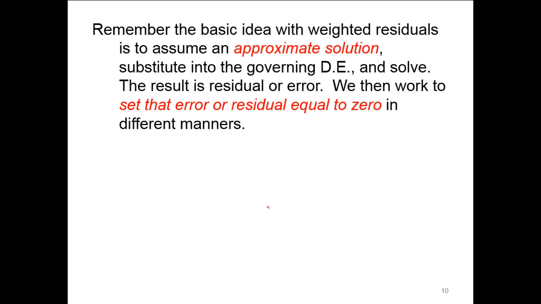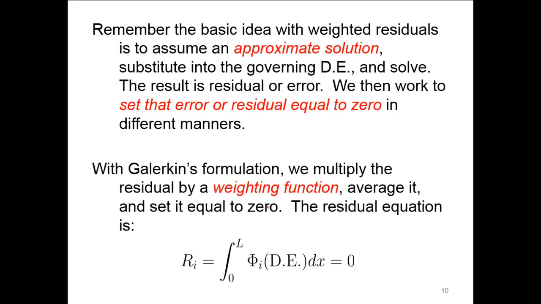So remember, the basic idea of what we're doing is we want to assume an approximate solution first. What do we think the solution is going to look like? We substitute that into the governing differential equation and then solve it. The result has some residual error, and then we work to put that to 0. For the Galerkin formulation, we multiply the residual by a weighting function, average it, and set it equal to 0.